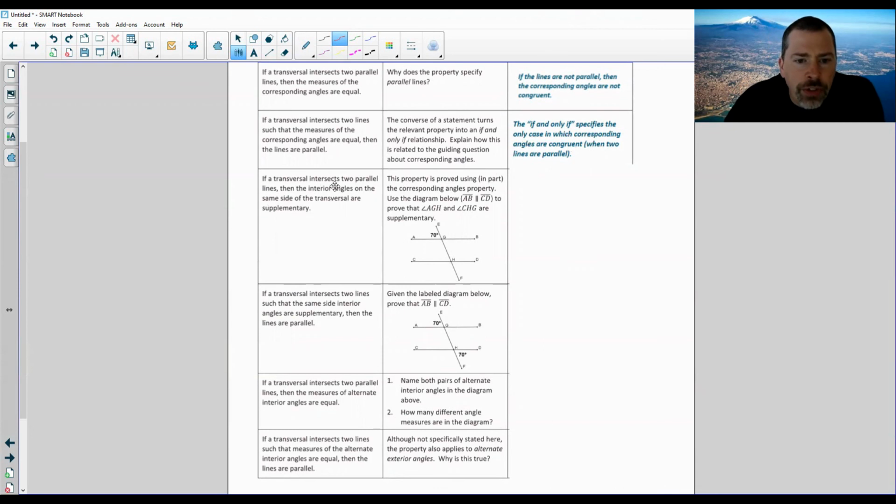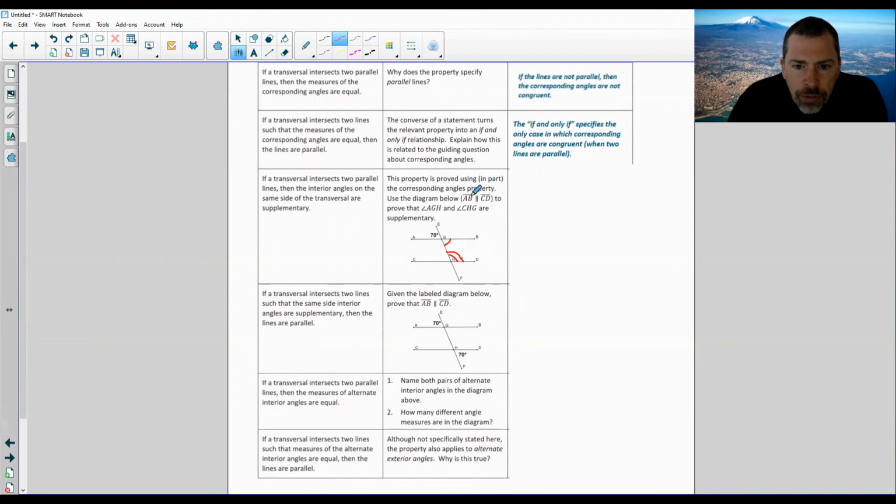Okay, if a transversal intersects two parallel lines, here's a diagram, then the interior angles on the same side of the transversal are supplementary. So that means they add up to 180 degrees. So given this diagram, two angles inside on the same side of the transversal, same side interior angles, are supplementary. So the measure of angle H here plus the measure of this angle would be 180 degrees. The property is proved using, in part, the corresponding angles property.